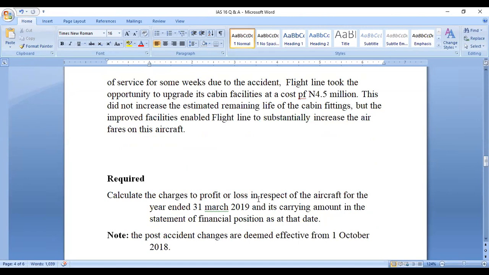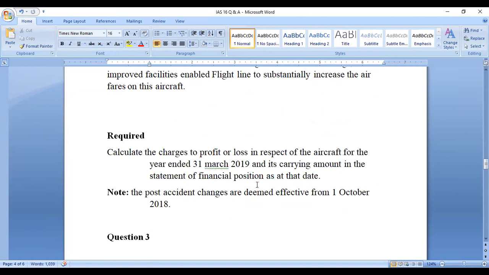Required: calculate the charges to profit or loss in respect of the aircraft for the year ended 31st March 2019, and its carrying amount in the statement of financial position as at that date. Note, the post-accident changes are deemed effective from 1st October 2018.